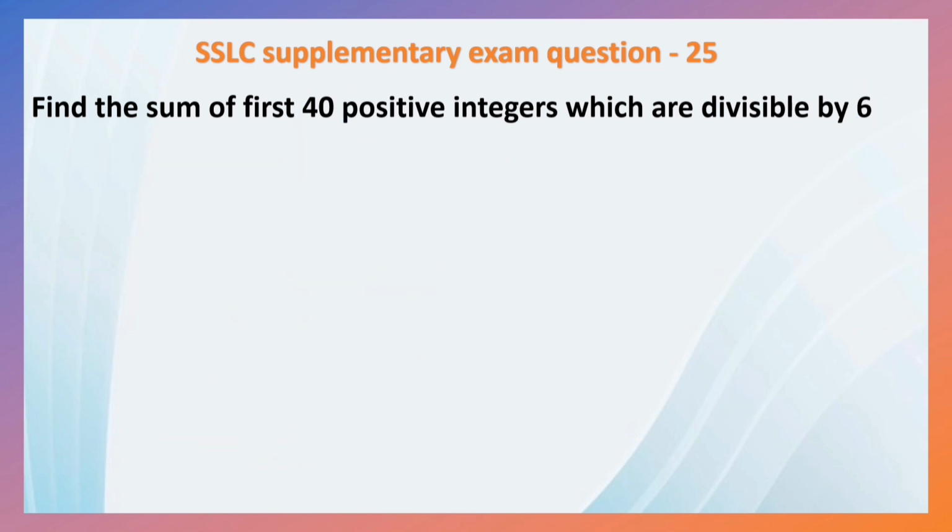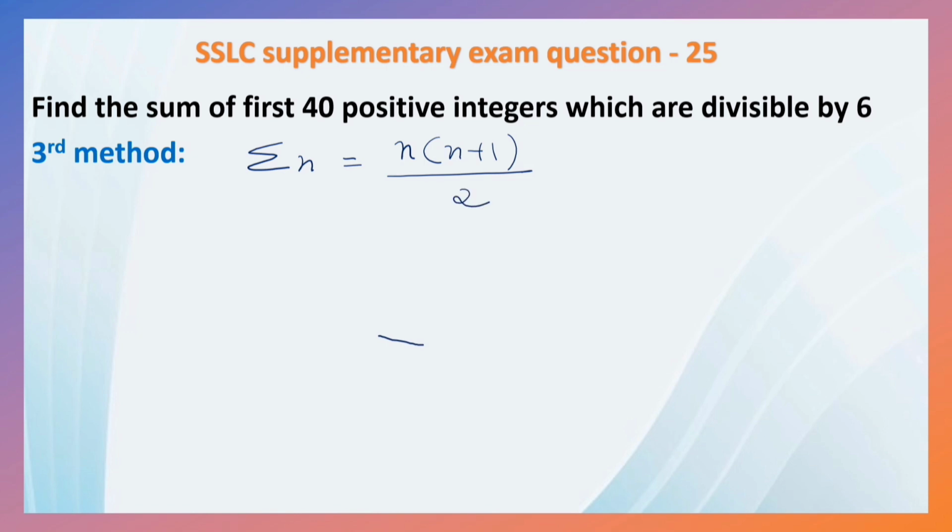Here we can use still another method, which is the easiest method, by using the formula sigma n, which is equal to n into n plus 1 by 2. This is the sum of natural numbers. Here we can use sigma 40. Why? We have to find the sum of 40 positive integers, means sigma 40 into 6. Why? We have to find the sum of numbers which are divisible by 6. So, 6 into n is 40, n plus 1 is 41 upon 2.